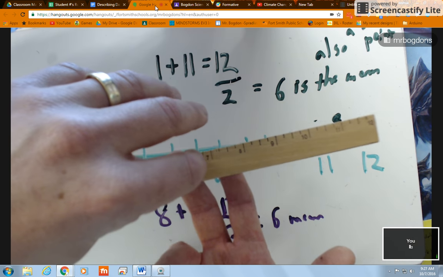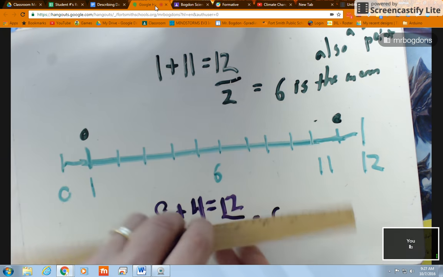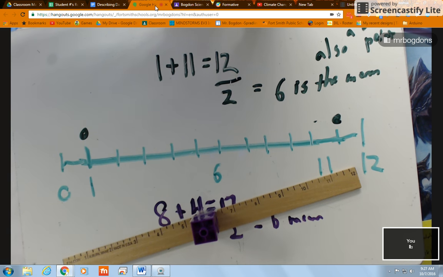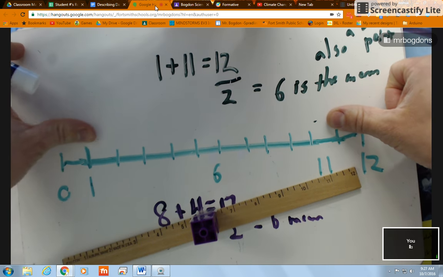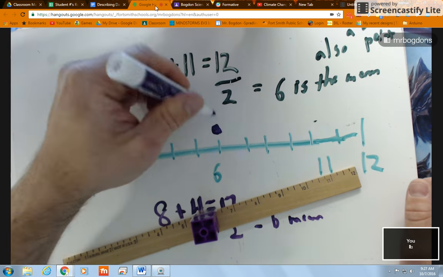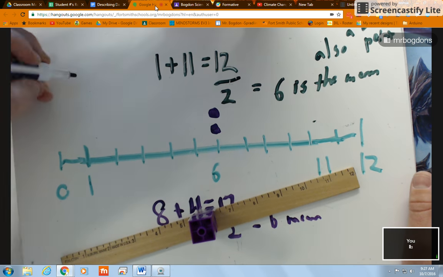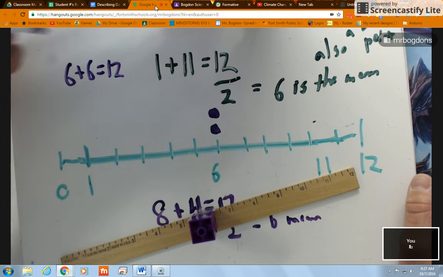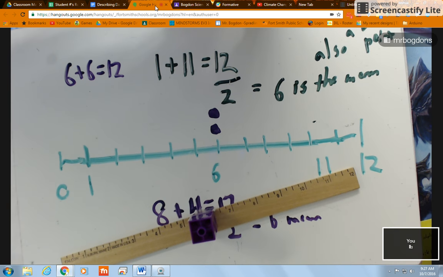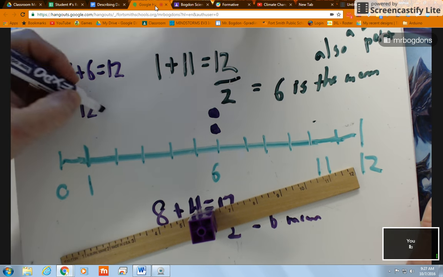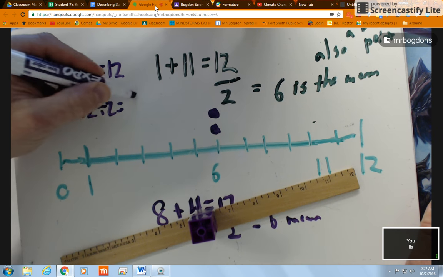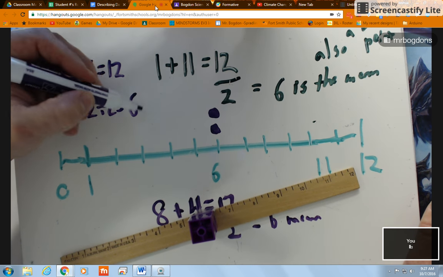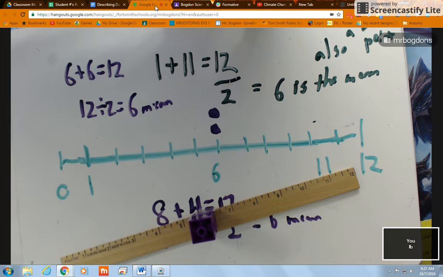But if everything is at 6, let's prove it mathematically. What's 6? Everyone on your papers, if you're not doing this, if I had 2 points at 6, what's 6 plus 6? Does this look familiar now? How many points do I have? So what's 12 divided by 2? So what's my new mean? So did it change? No.